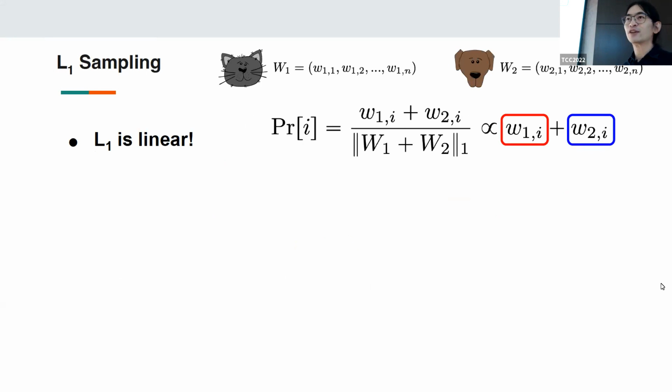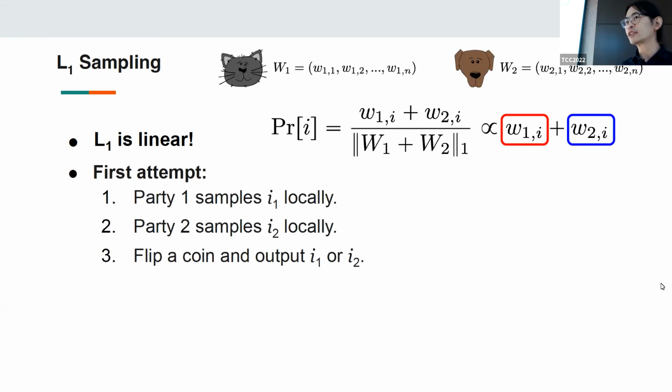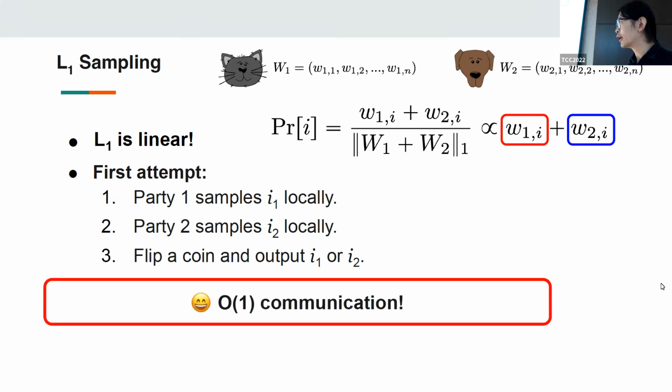While this gives us a very simple solution, why don't we just let party one look at his own input and sample an index I1 based on his own local input, and party two samples I2 based on his local input. Then all we need to do is choose one of them by some coin flip. This corresponds exactly to adding those two probabilities together. The only communication happens in the third step, where we need to flip a biased coin to decide which one to output. And that gives us the correct answer with constant communication.